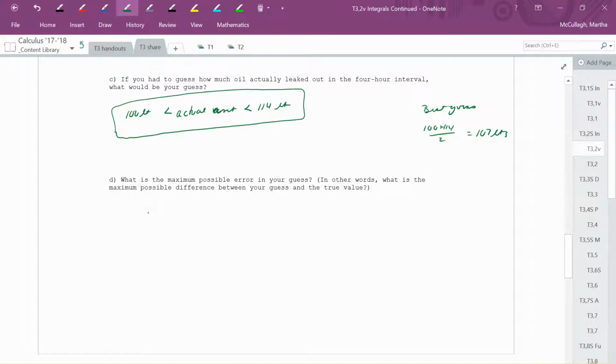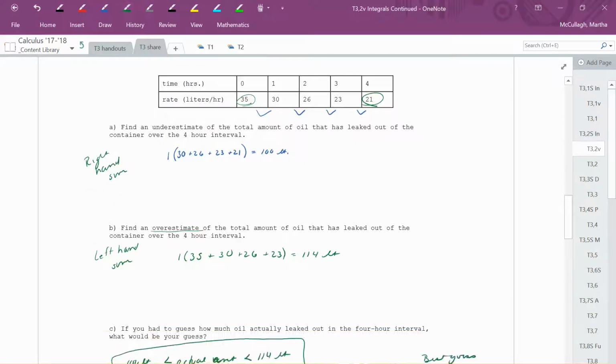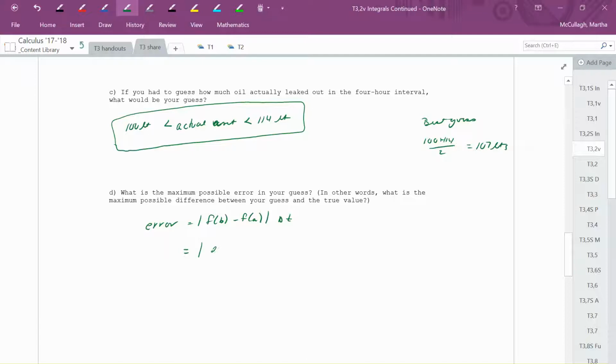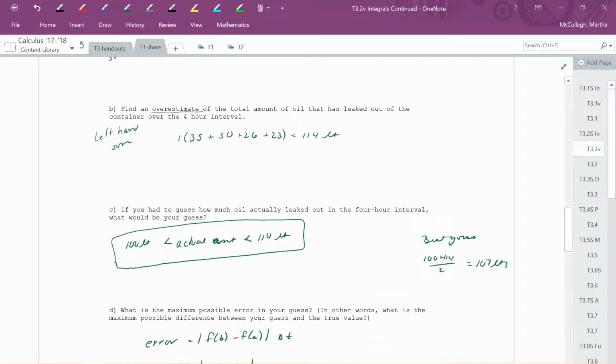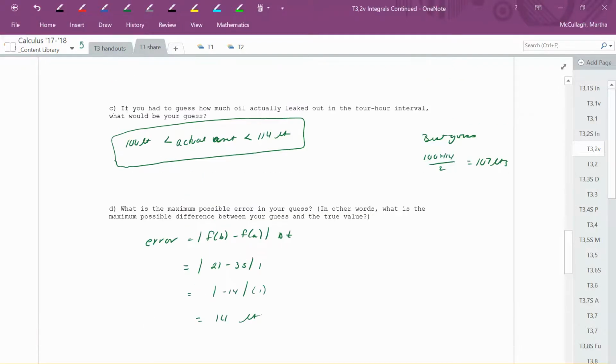But we also want to go back to knowing that we can find our error, find our accuracy, with error equals the absolute value of f at b minus f at a, times delta t. So our f at b is 21, our f at a is 35. So 21 minus 35 times our delta t, and our delta t is 1. So we've got the absolute value of negative 14 times 1 equals 14 liters. And that's what we got intuitively.